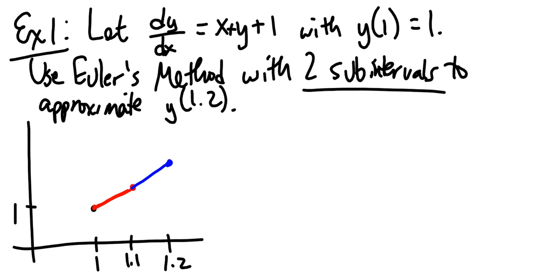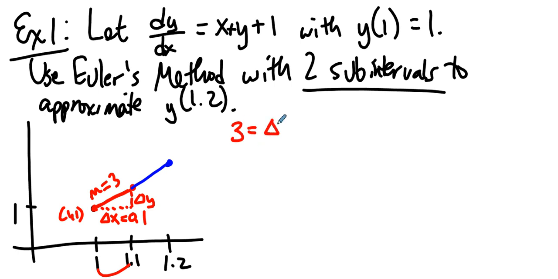But how does that work? Well, at this point, the point (1, 1), the slope of the tangent line is 1 plus 1 plus 1. The slope of the tangent line is 3. And then we do 9th grade slope. We know that slope is rise over run. It's delta y over delta x, except that we know what delta x is because we know how far it is from 1 to 1.1. So we know that the slope of the tangent line is change in y over change in x, which means that the change in y on the red tangent line is 0.3.